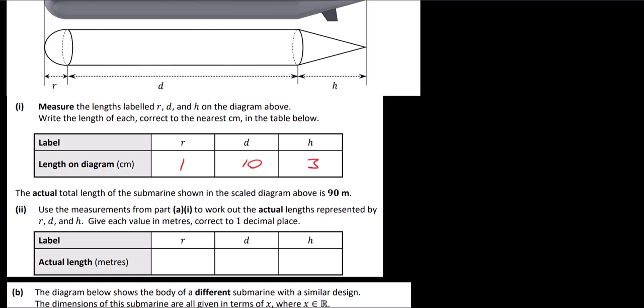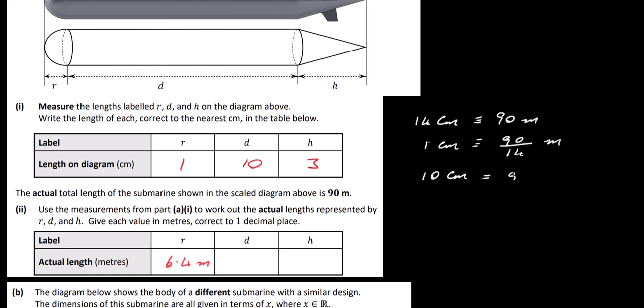Okay, so the total length in centimeters is 14: 10 plus 3 plus 1. So in other words, 14 centimeters is equivalent to 90 meters. So that means 1 centimeter is just 90 over 14 meters. So that is 1 centimeter. That's our first one. When you do that to one decimal place, you'll get 6.4 meters.